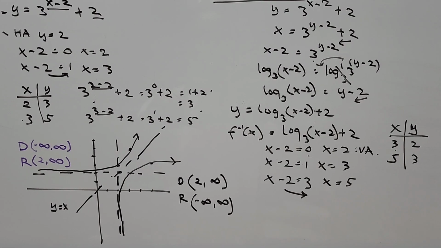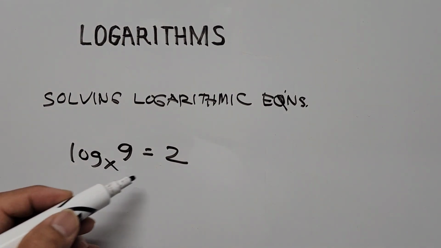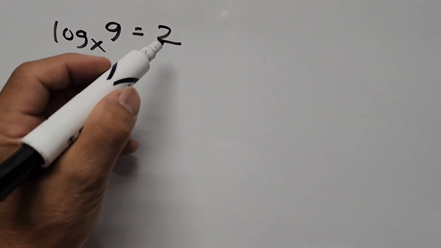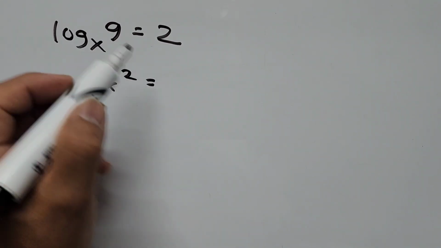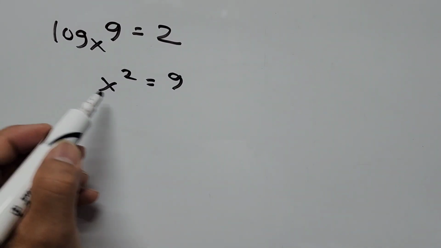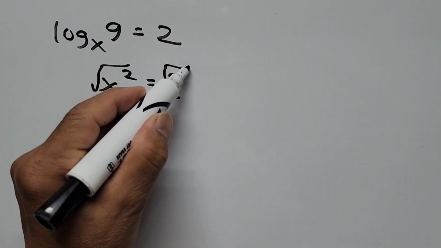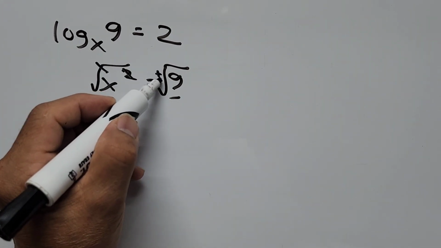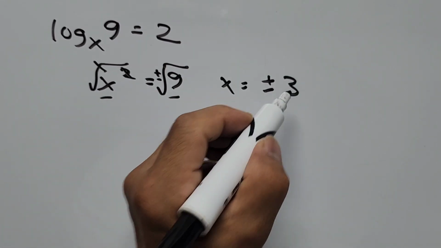Okay. Now let's start solving logarithmic equations. So how do we solve this? Logarithm of 9 base x equals 2. Here let's use the definition of a logarithm. Base is x and exponent is 2. So we have the base x to the exponent 2 equals the argument. To solve for x, we take the square root of both sides of the equation, so we get rid of the square with the radical. We have positive negative square root of 9. So x is equal to positive negative 3.